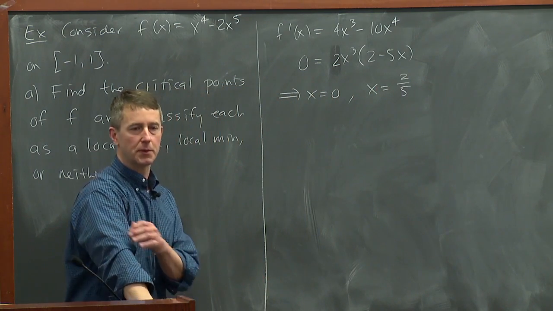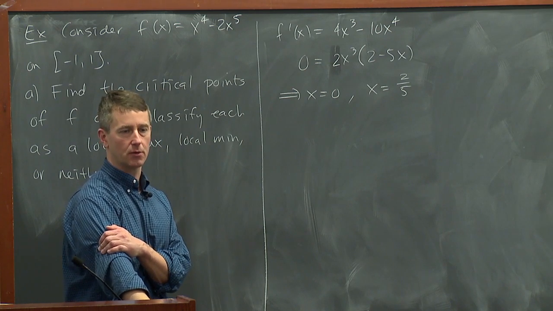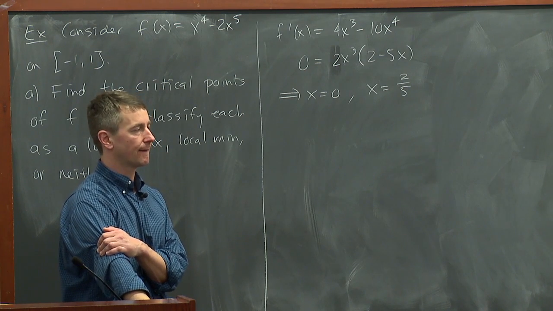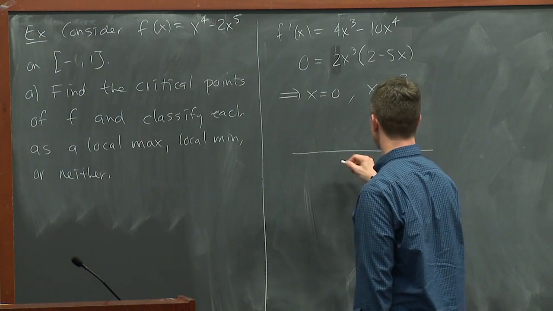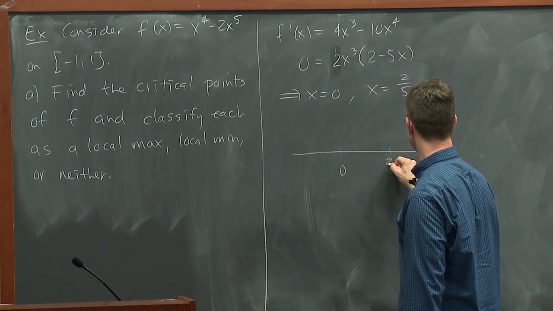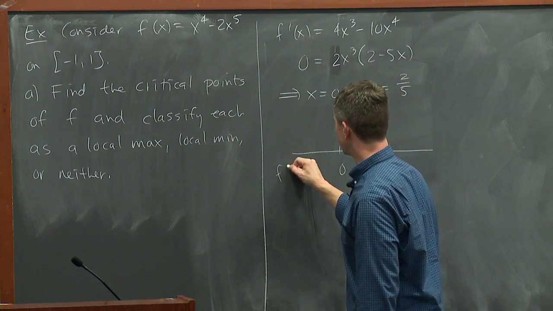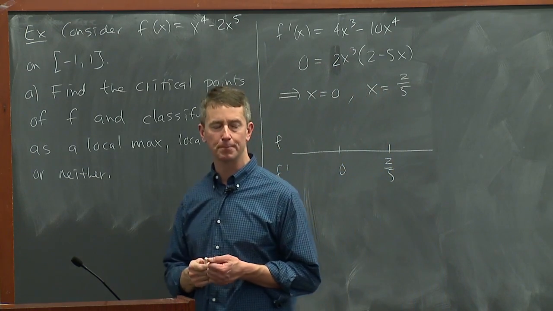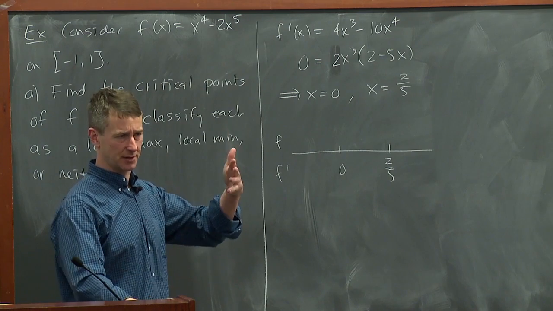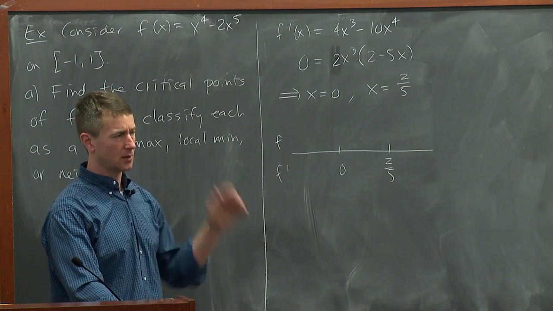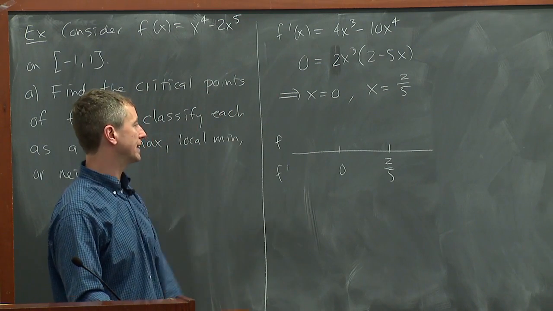So these are our critical points, and we want to decide if each of them is a max, a min, or neither. How do we do that? Do a number line. So we put our two critical points on the number line. And then will I be plugging numbers into f or f prime? F prime, right? Because plugging into f would just tell me the value of the function, whether it's above or below the x-axis. We don't care about that. We want to know whether the graph is going up or going down.